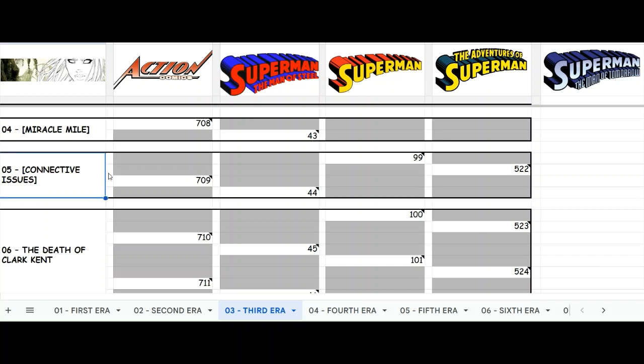That then leads into some more generic kind of connective issues. We start off with Superman 99. That then leads into Adventure of Superman 522. I'm not going to complain too much about this, but I will point out this issue is just dumb.